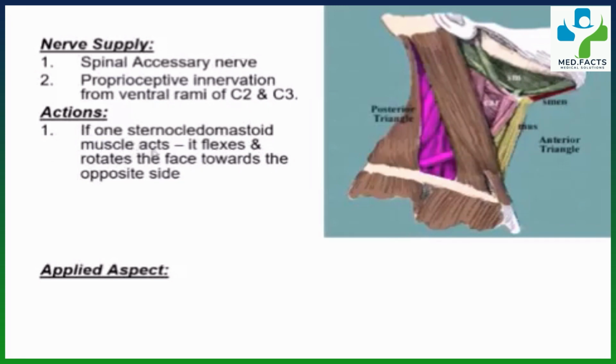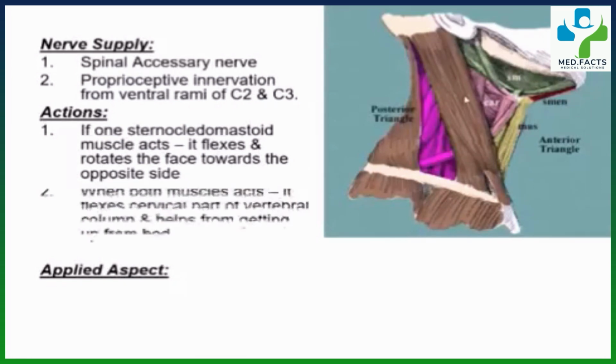If only one muscle contracts, it flexes and rotates the face toward the opposite side. So this is the origin and this is the insertion. When it contracts, it will pull downwards like this, so the face is turned towards the opposite side. When both the muscles on either side act, there will be only flexion, in the midline. And this is important while getting up from the bed.